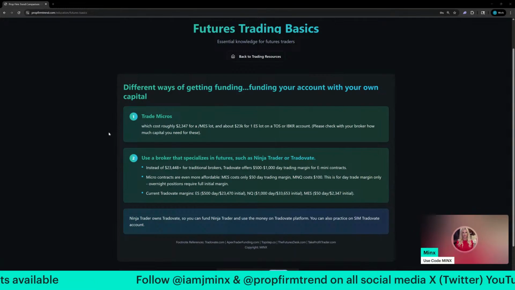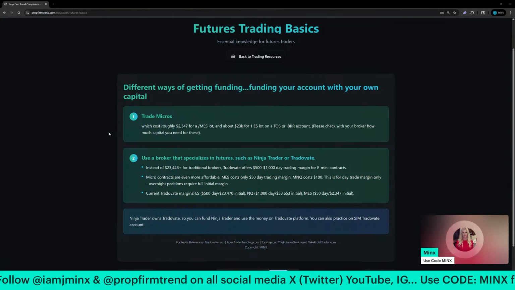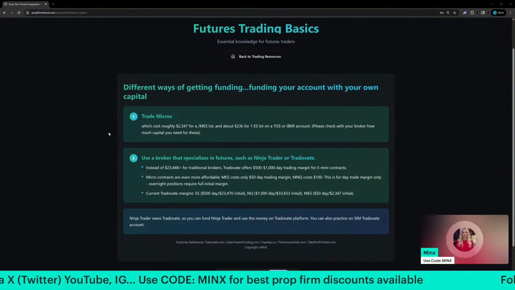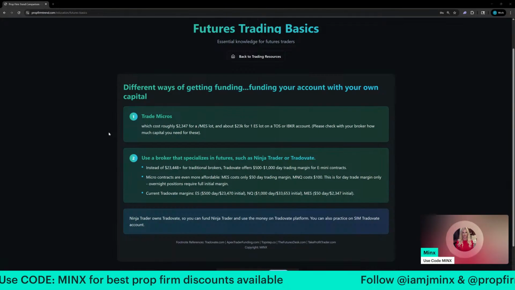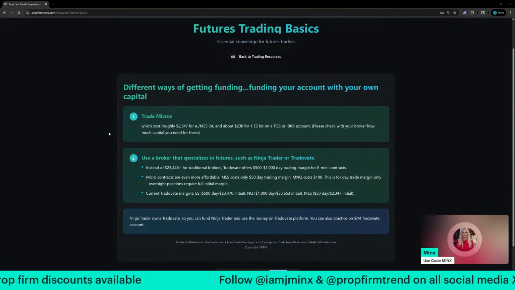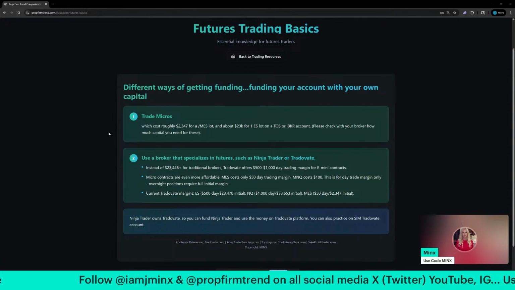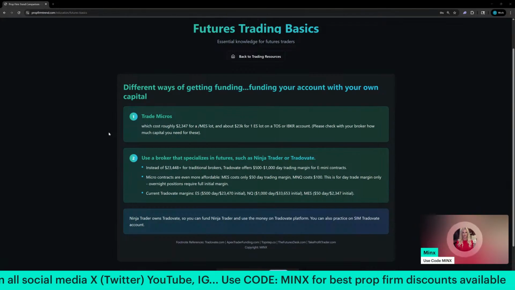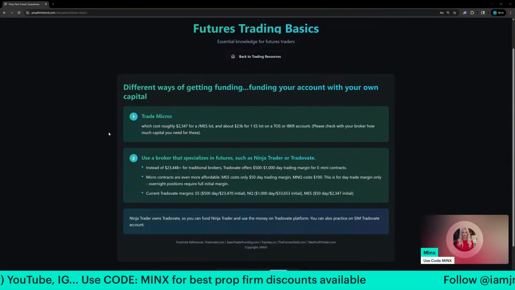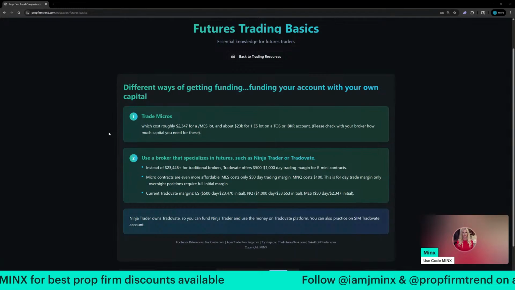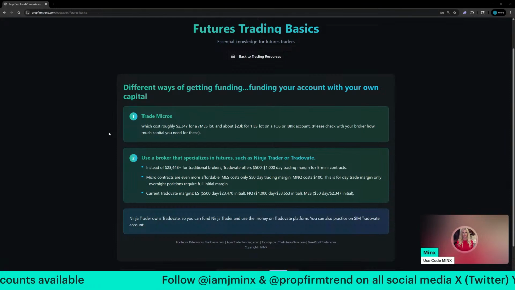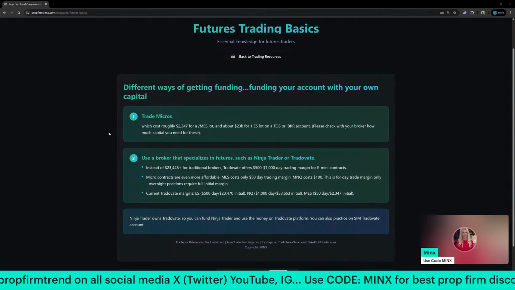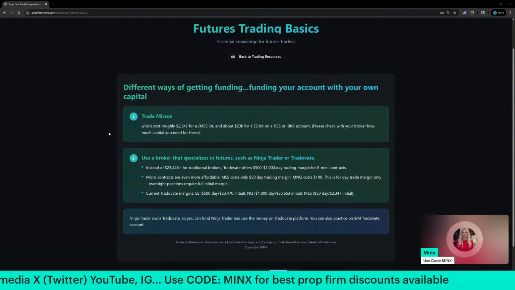So basically, instead of the $23,000 for the traditional broker, Tradovate offers $500 to $1,000 day trading margin for E-mini contracts. Micro contracts are even more affordable because MES costs only $50 for day trading margin, and MNQ costs $100. And this is for the day trade margin only. Okay. Overnight positions require full initial margin. That means, for example, if you want to swing trade these and hold them over a weekend, then you would need to have the full initial margin.